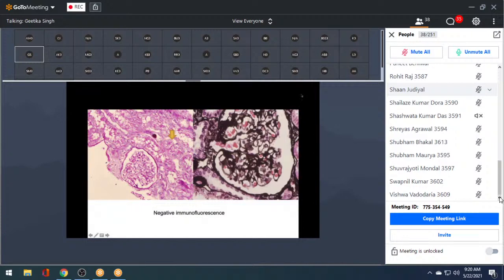We come to the silver, that's the Jones silver methenamine, and you will see again nice pliable loops. They are absolutely fine. And we would run an immunofluorescence, and the immunofluorescence would be absolutely negative. Okay, this is not an immune complex mediated disease in terms of what we have seen till now. There are not going to be any visible deposits.